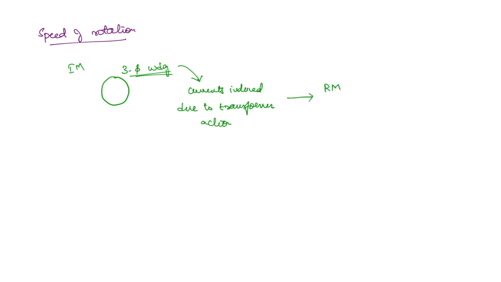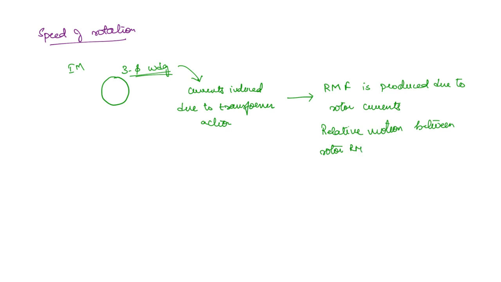In the induction machine, we had a 3-phase winding, right? And in this 3-phase winding, currents were induced because of the currents in the stator winding, right? Currents induced due to transformer action. Now the rotating magnetic field produced because of these currents is itself moving. RMF is produced due to rotor currents, and there is relative motion between the rotor RMF and rotor.